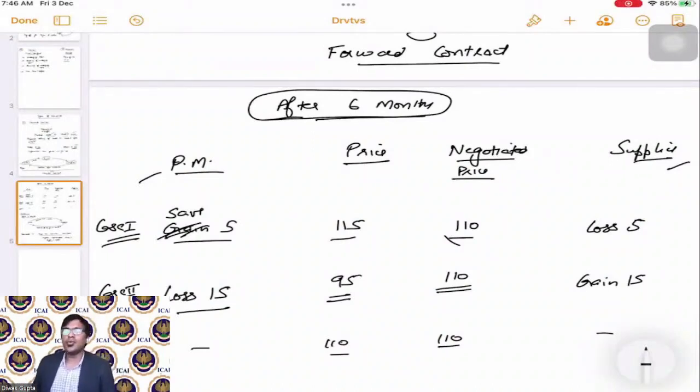So see how in the market, the futures price was 110 at the time when they entered 6 months back. After 6 months, the futures price comes as 115. The buyer of the futures will gain, the seller will lose. Similarly, if it comes out to 95, the buyer will lose and the seller will gain.